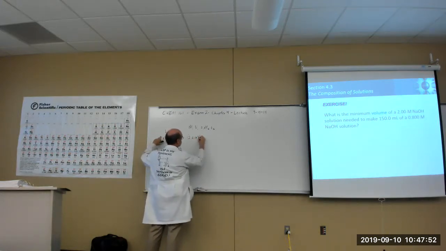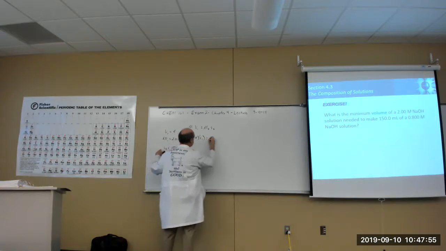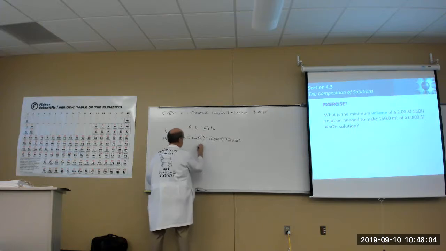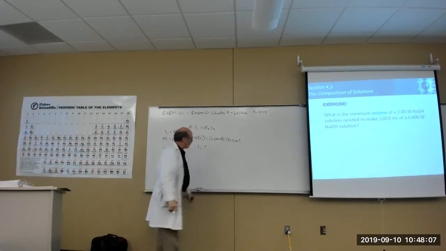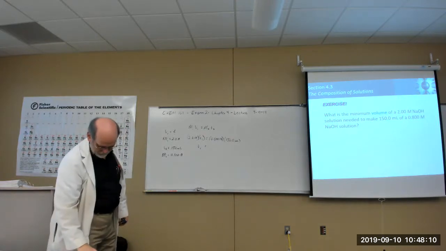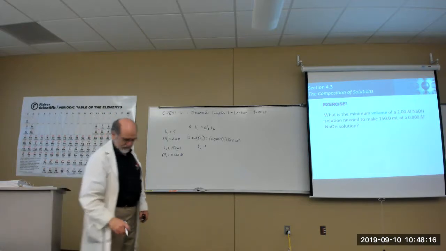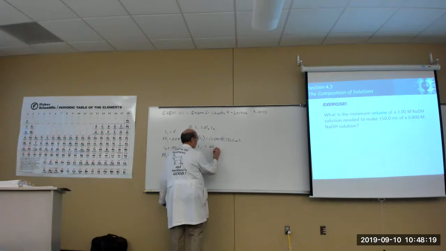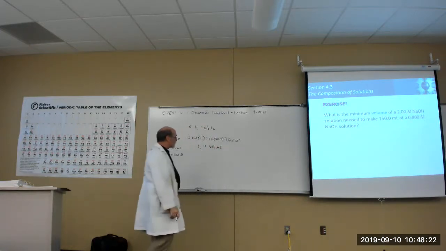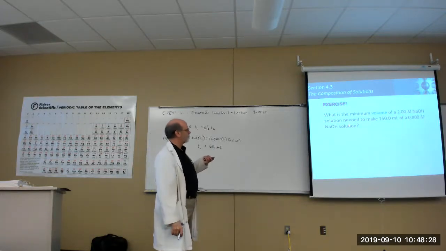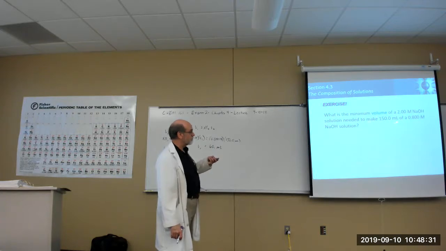So, 2 molar times V1 equals 0.8 molar times V2. Right? So solve for V1. It is 0.8 times 150 divided by 2. And I get 60 milliliters. So we measure out 60 milliliters and dilute it to 150 milliliters, and the product is 0.8 molar.